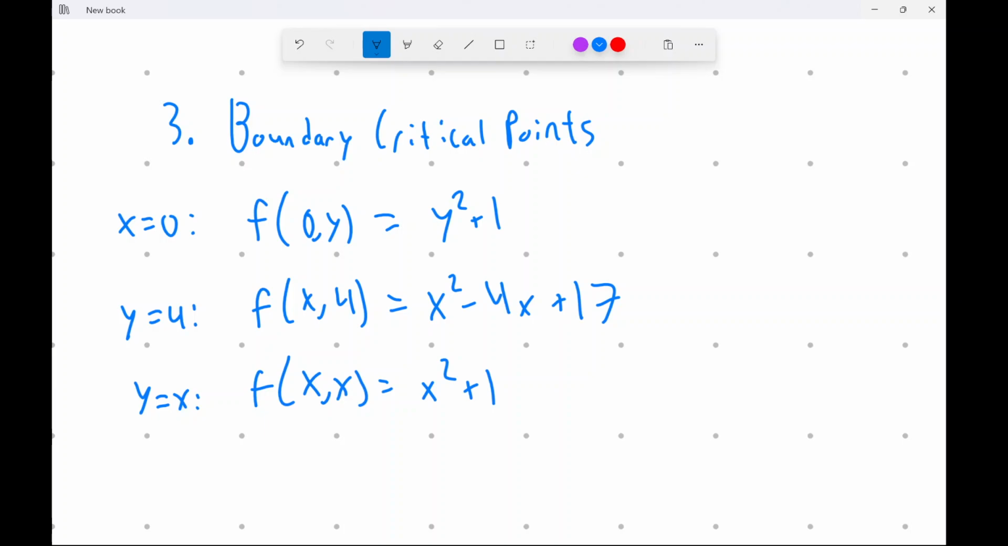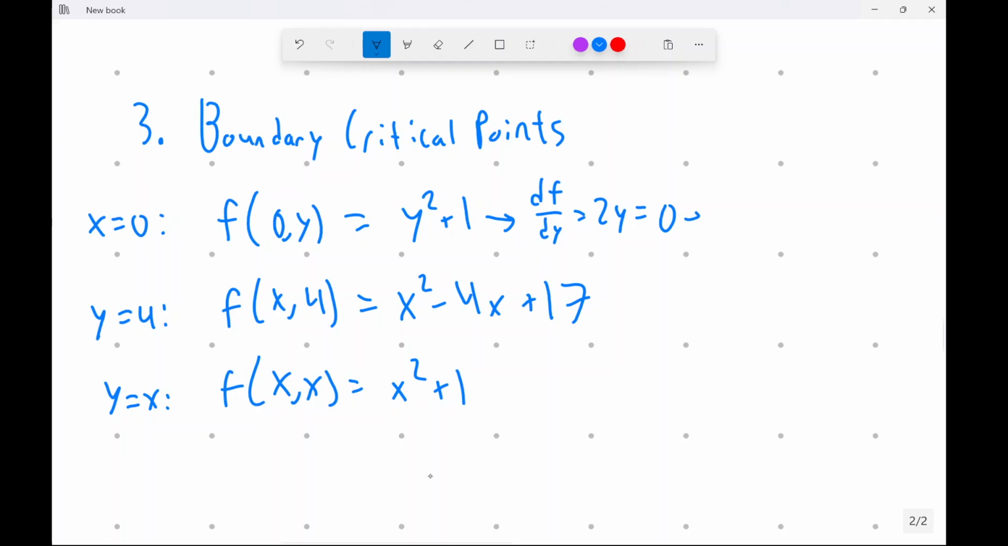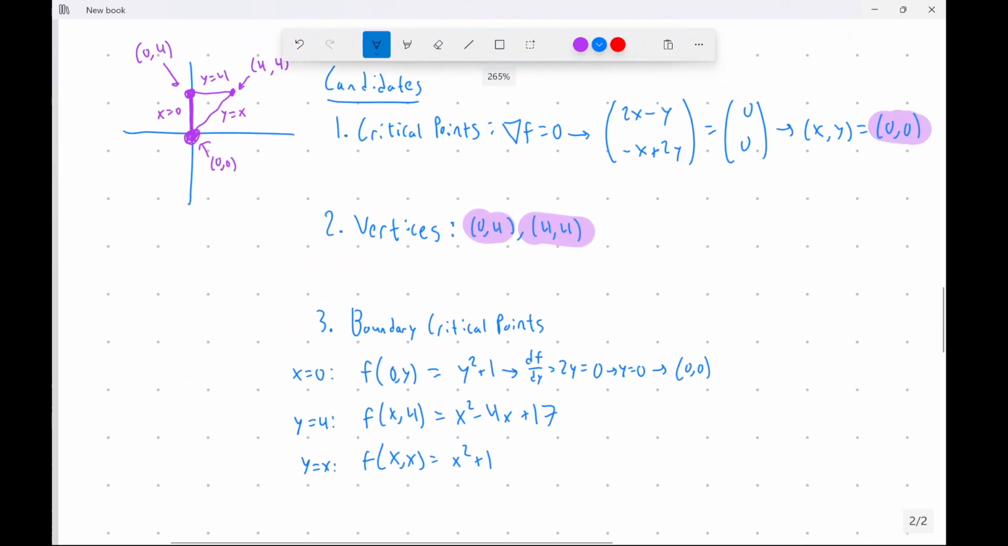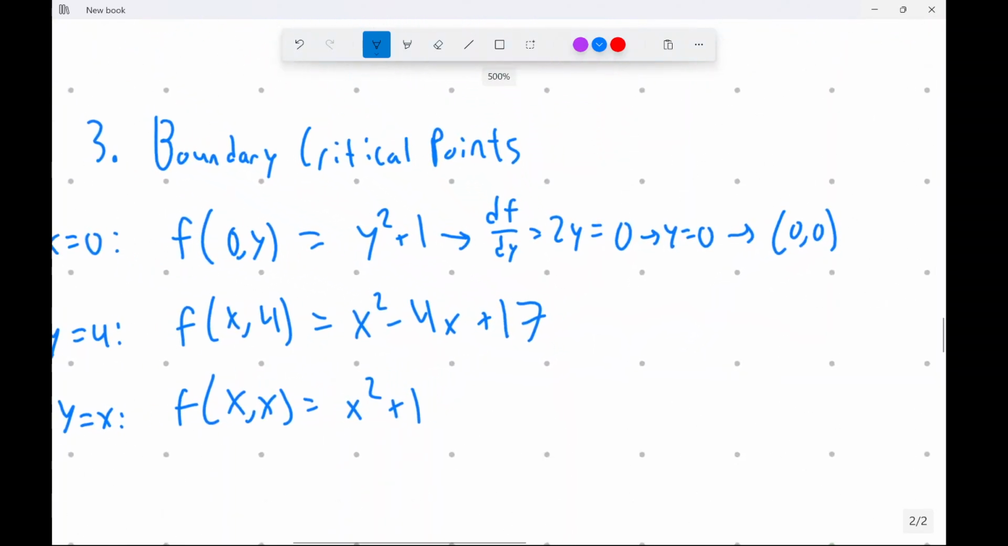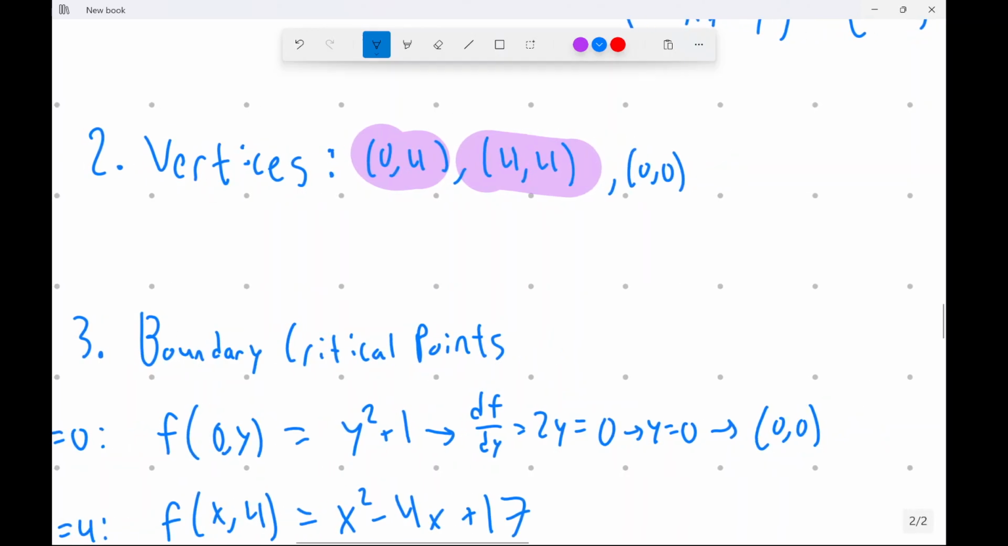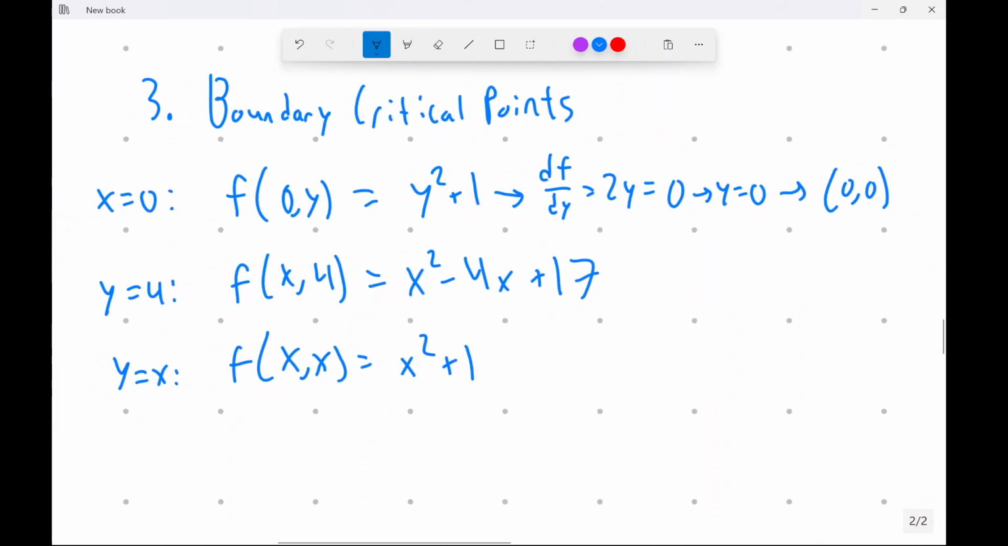All right, and then I find the critical points of each of these. As a reminder, critical points of a single variable function are when the derivative is equal to 0. So here I have df dy, which is 2y, has to be 0, and so y is 0. And since x was 0 on this boundary component, our critical point is 0, 0. We already labeled that as a candidate up here, and so I won't highlight that again, but that is what we would get. I'll also write 0, 0 up here because we would get it, but I already found it.